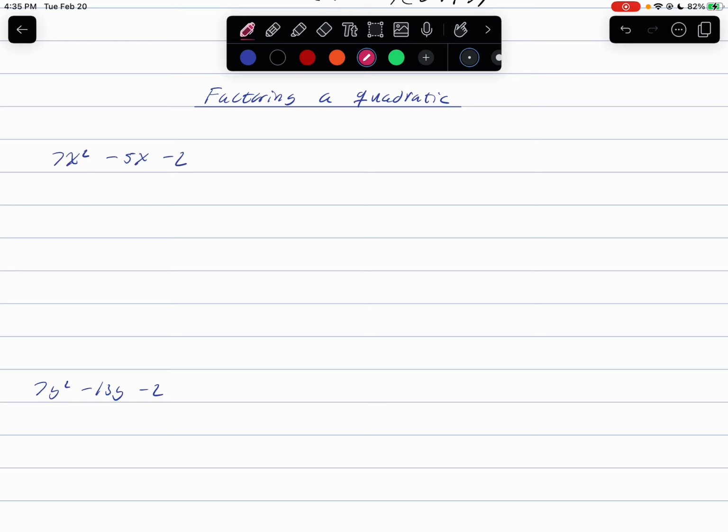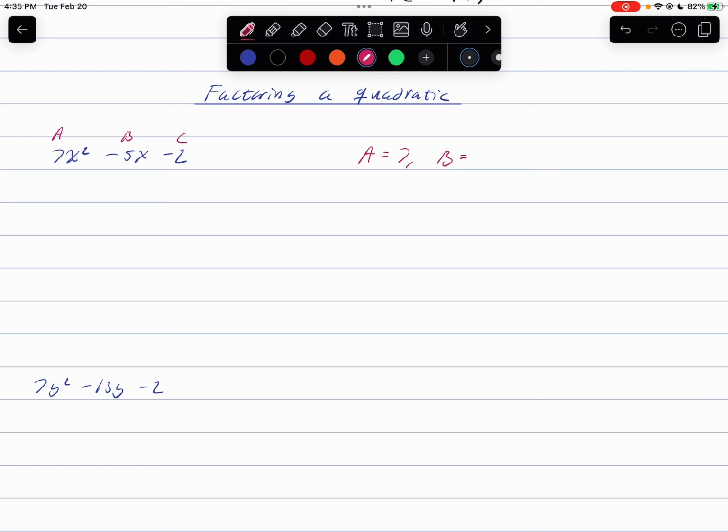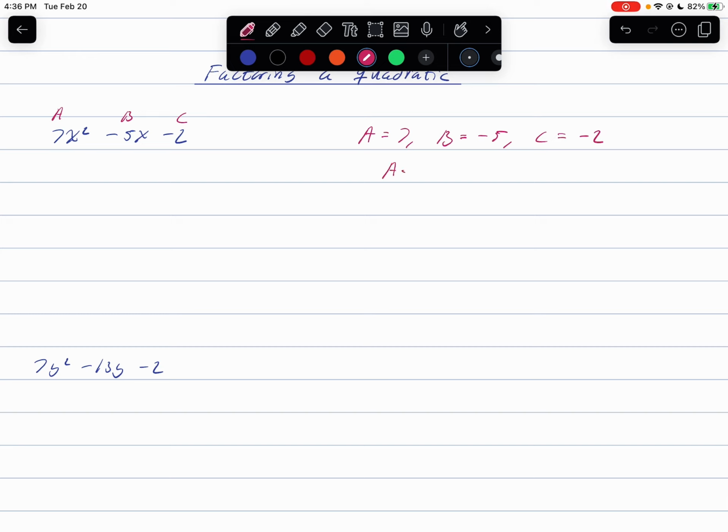That's where we're going to label each numerical value of each term as A, B, and C. So here, A is going to be equal to 7, B is going to be equal to negative 5, and C is going to be equal to negative 2. All right, so the idea here is we're going to take A times C, which in this case is 7 times negative 2, which gives us negative 14.